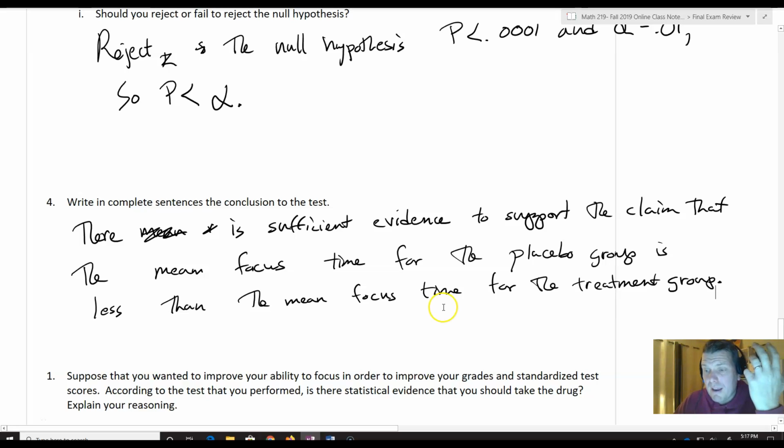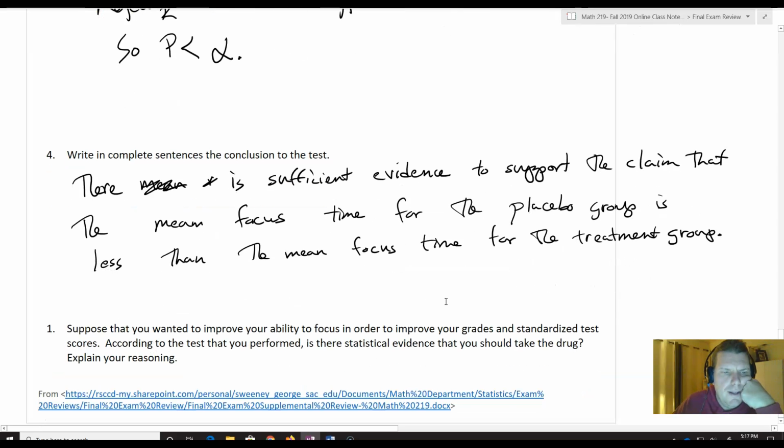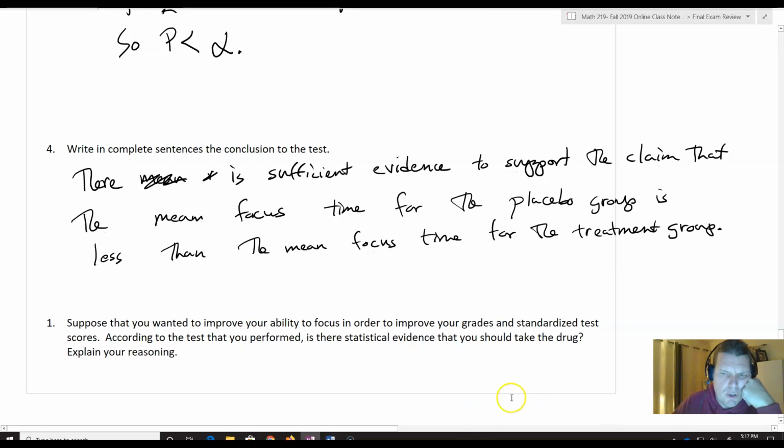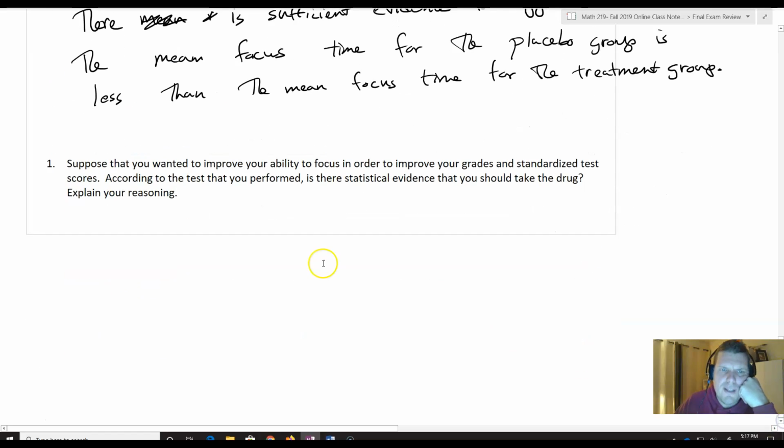Okay, so what does that mean? That means that the treatment group actually performed better on the task because they were supposed to focus for longer. And that means that the drug was actually effective in improving focus time, right? So suppose that you wanted to improve your ability to focus in order to improve your grades on standardized test scores. According to the test that you performed, is there statistical evidence that you should take the drug? The answer is yes.